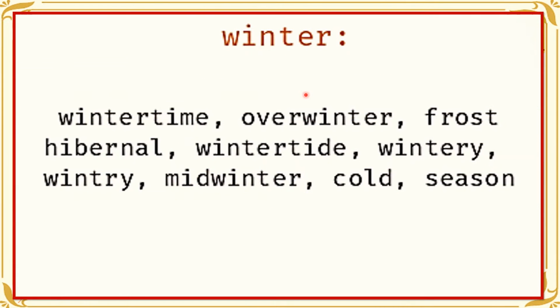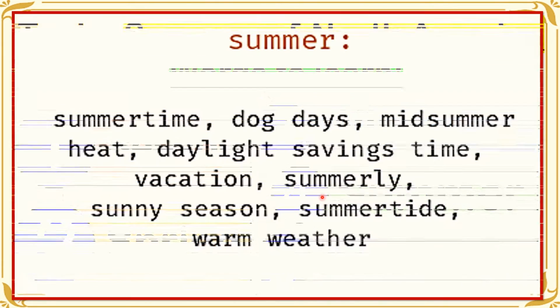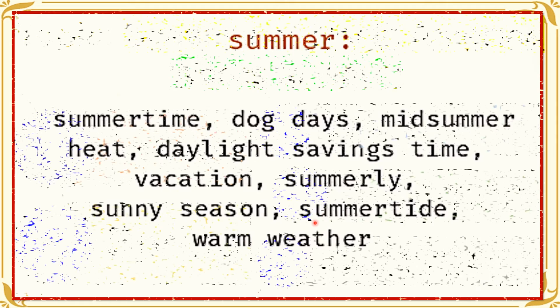Next is winter. It means winter time, overwinter, frost, hibernal, wintertide, wintry, midwinter, cold season. So when you say season or winter, it is associated with snow. The next word is summer. Summer means summertime, dog days, in which you can walk your dogs, midsummer, heat, daylight savings time, vacation. You can go on vacation, swim on the beach, summerly, sunny season, summertime, warm weather.